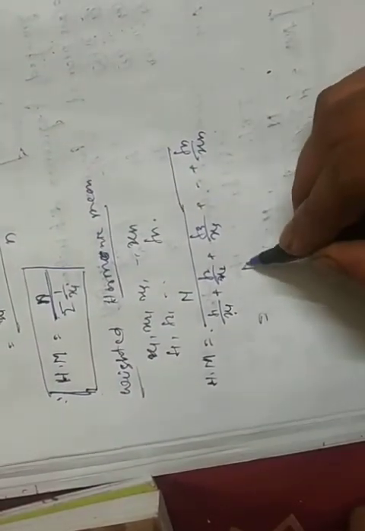Which can be written as capital N divided by summation fi xi, where N equals summation fi, the total number of observations. So this is the harmonic mean. This is arithmetic mean, geometric mean and harmonic mean. There are many questions I will be doing. First I will discuss the relation between AM, GM and HM. AM means arithmetic mean, GM geometric mean, HM harmonic mean.